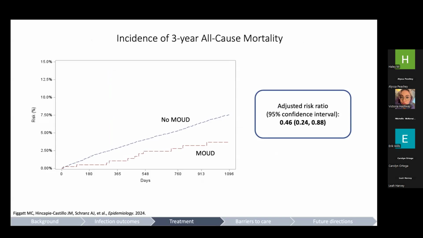So overall, looking at the 3-year incidence of all-cause mortality, comparing those who received MOUD versus those who didn't within that first 30 days, we see a risk ratio of about 0.5. This is really consistent with the prior research looking at MOUD effectiveness within the general population as well. So that just highlights that even though we have a smaller percentage of people who receive these medications, it is very effective when people do get them.